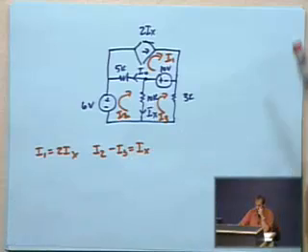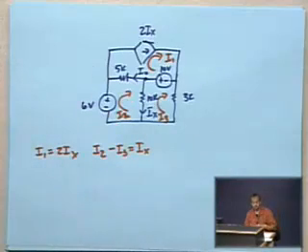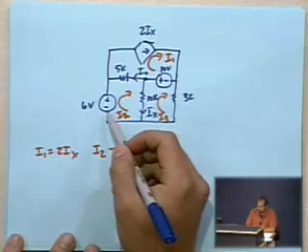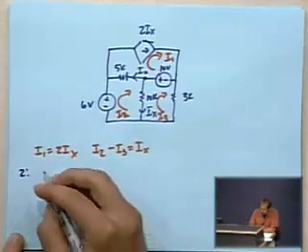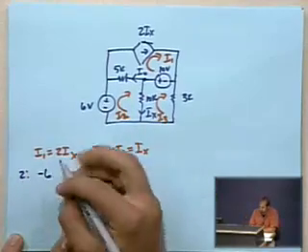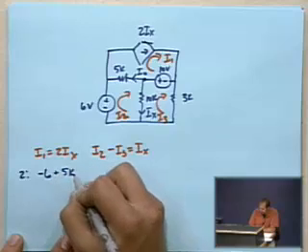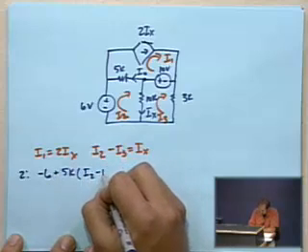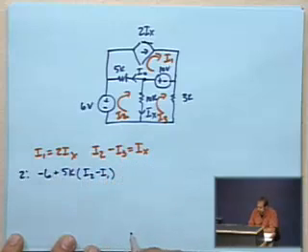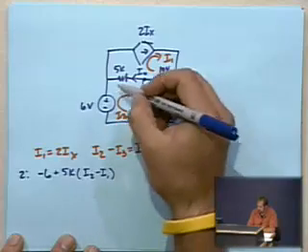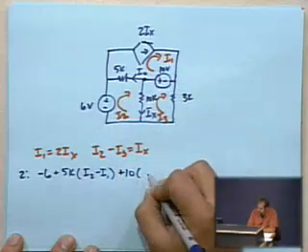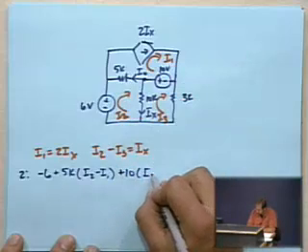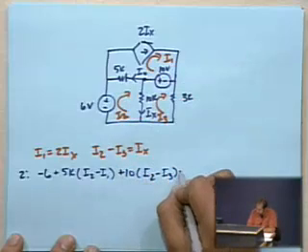So those are the two easy ones to deal with, and now we need to deal with the two other currents that we have introduced here. The first one, going around loop 2, we run into the negative terminal of the 6-volt source, then we've got 5K times (I2 minus I1), and we've got then 10K times (I2 minus I3) equals 0.